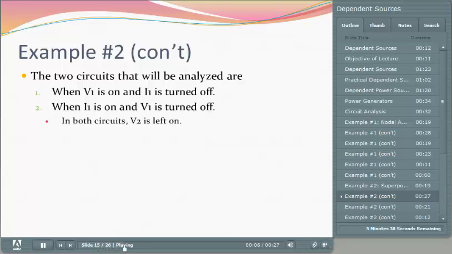One, where V1, the independent voltage source, is left on and the independent current source is turned off. The second circuit is when the independent current source is turned on and the independent voltage source is turned off. In both circuits, the dependent voltage source, V2, is left on.